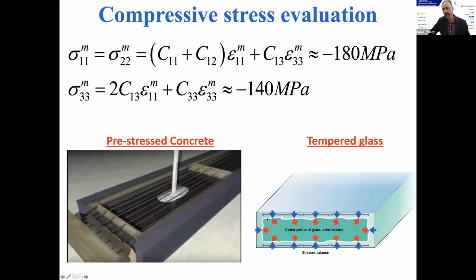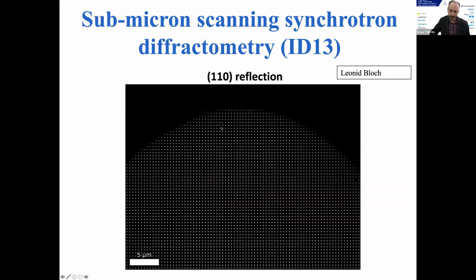So this is actually a way of really pre-compressing our brittle calcite, of course, on a nanometric scale, which is similar to what we can have on a macroscopic scale with tempered glass or with pre-stressed concrete. So here you can see the calculations of the compressive stresses.